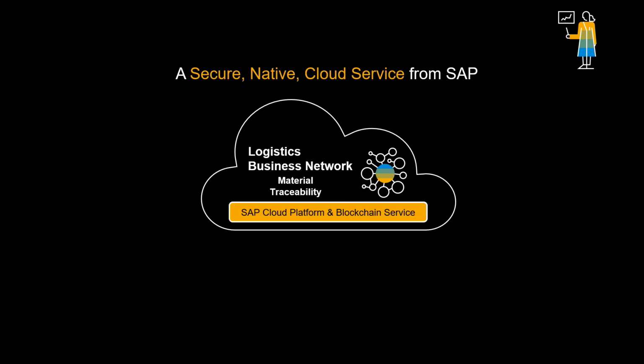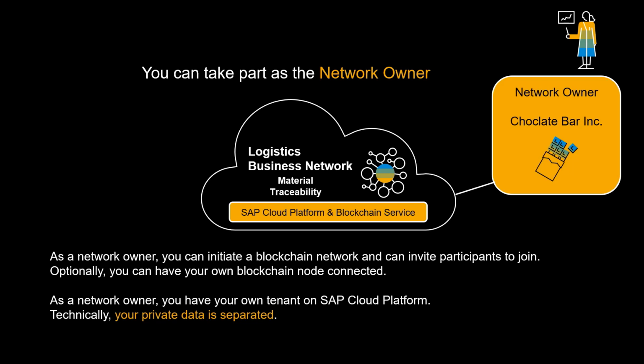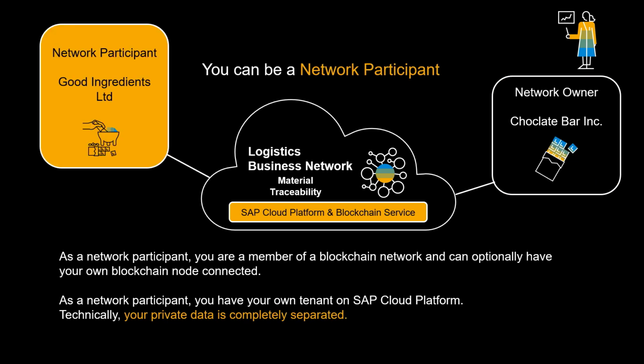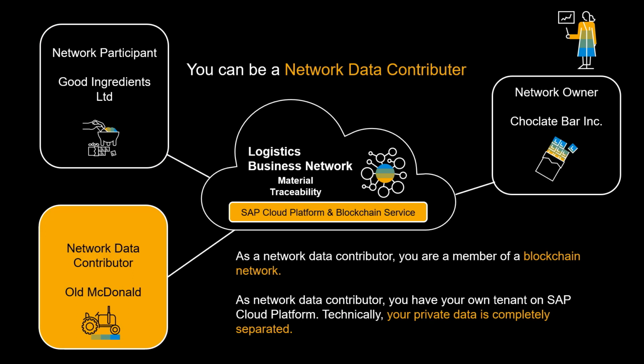Let us explain a few key concepts of LBN Material Traceability Option. It's a secure, native, cloud service from SAP, built on SAP Cloud Platform and blockchain services. You can take part as the network owner. As a network owner, you can initiate a blockchain network and can invite participants to join. You can alternatively be a network participant. As a network participant, you are a member of a blockchain network and can optionally have your own blockchain node connected. Lastly, you can be a network data contributor. As a network data contributor, you are a member of a blockchain network, and your responsibilities are limited to data capturing following an invitation from a network owner.